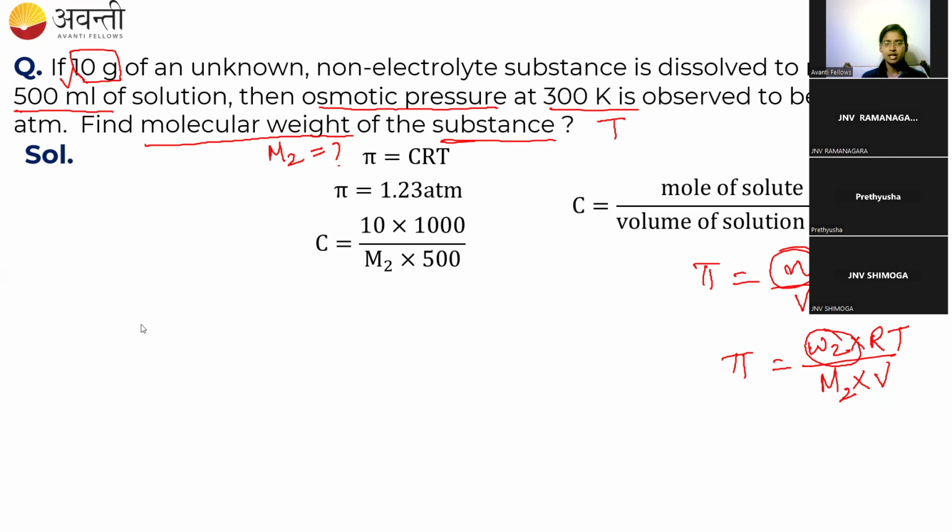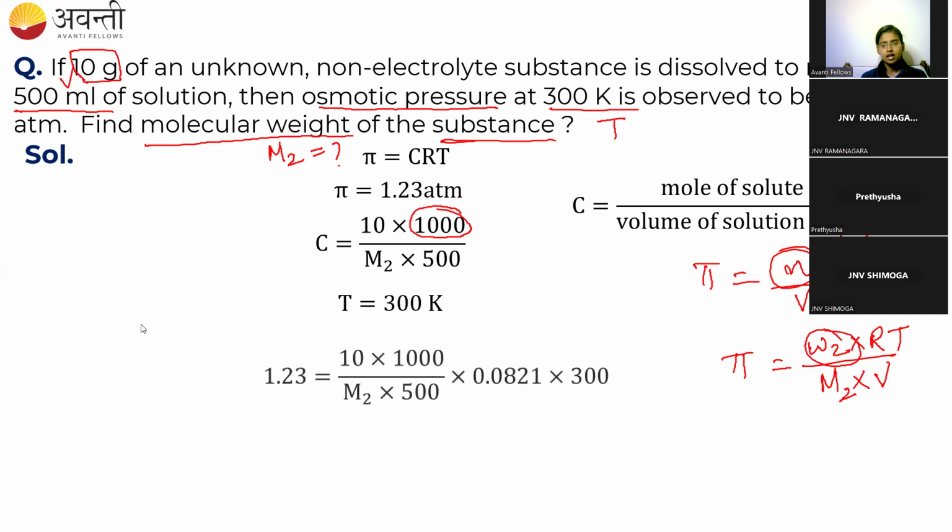Volume is given as 500 milliliter, but we have to substitute the volume in terms of liter. That's why we are putting 1000 in the numerator: the denominator of the denominator actually goes to the numerator. Temperature is 300. Substitute everything into the formula. Pi is 1.23, 10 is the mass of the substance, M2 we have to find out, this is the volume, this is the R value, and this is the temperature. If you do the multiplication and division, you can get the answer.